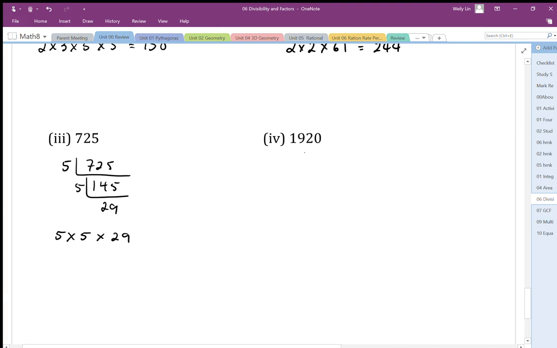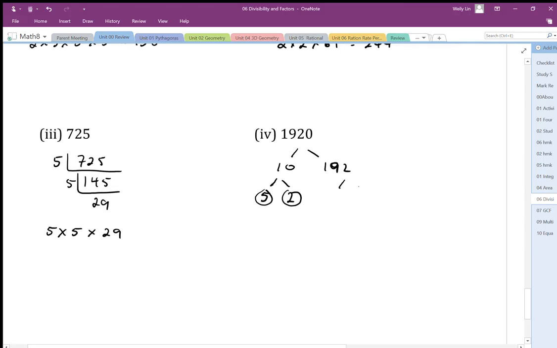So 1920, we'll use a factor tree. So let's use 10 and 192. We can break down 10 into 5 times 2. Okay, so these are the ends of the factor trees. 192, this one's a little bit harder, so I'm just going to use the divisor of 2, and I'm going to end up with 96. Okay, so 96, 2 times 48. Okay, 48 is 6 times 6 times 8.